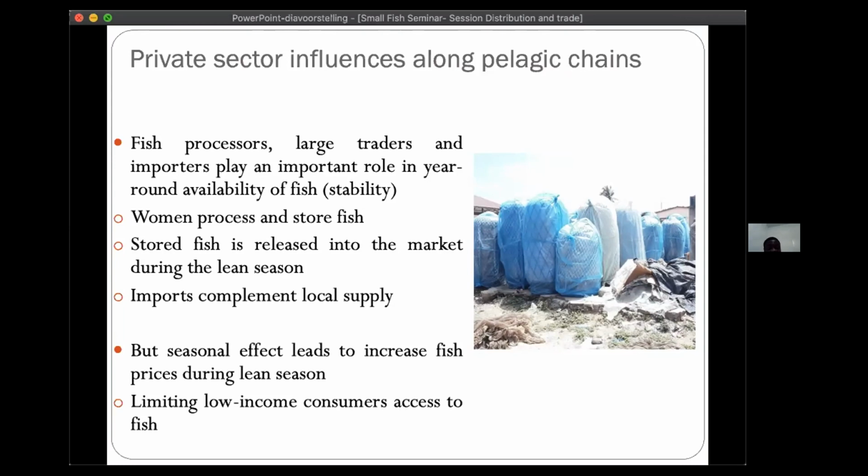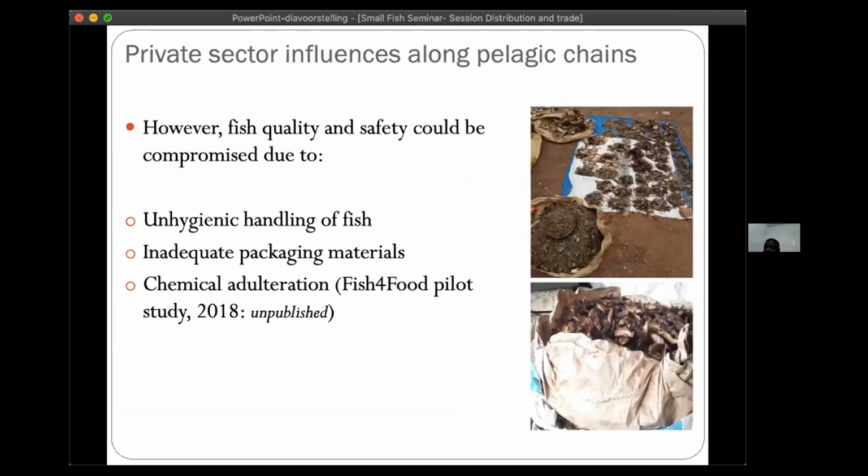It affects production and supply. And so seasonal effects, even though the imports complement the local production, seasonal dynamics leads to reduced availability during the lean season, and this leads to increased fish prices during the lean season, and this affects consumers' access to fish during such periods. Next slide, please.